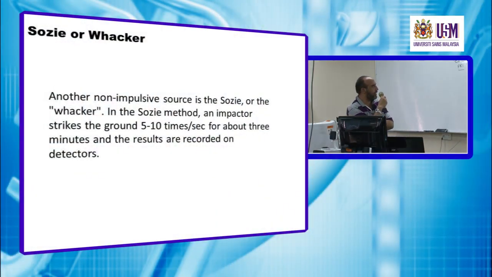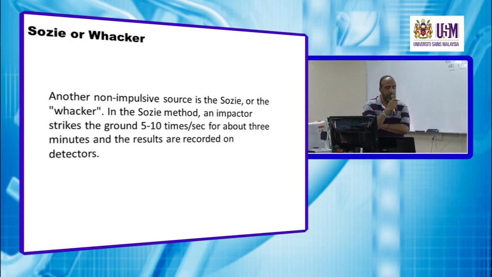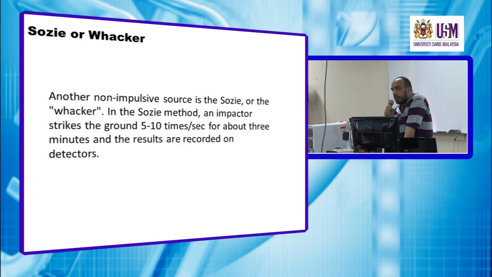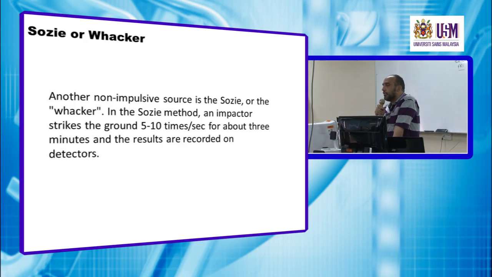Some other source called Suzy or Wacker is the same as the vibrosizer, but it gives impulses. It hits the ground 5 or 10 times per second for a limited time of 3 minutes, and the results are recorded on detectors. The vibrosizer and the Suzy or the Wacker are non-impulsive sources that can be used in urban areas, but they require processing to remove the effect of the longer and multiple source.